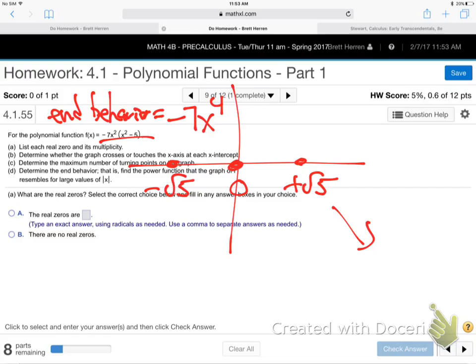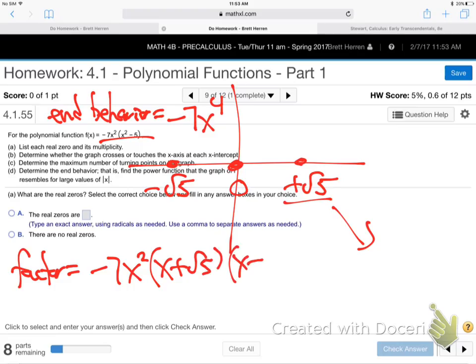Okay, and now, how about the pass-through bounce thing? What do you know about that? That's all about the power on the individual zero. So what's the power on the root 5? Let me show you. If you factored it, I think I could help. It's minus 7x squared, x plus root 5, x minus root 5. You really have to factor it out. That's what it would look like factored out. Am I making sense for you on that? I think I should have said that earlier.